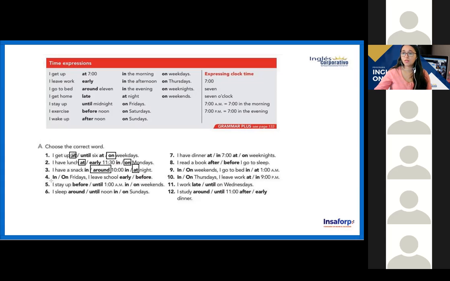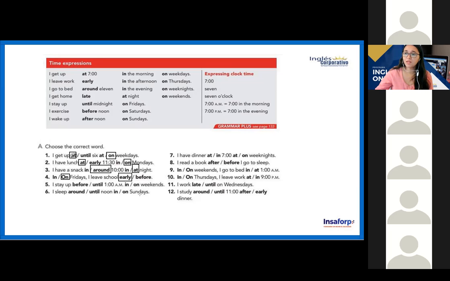So then we have four. Sería in on Fridays. What is the word? On Fridays. On Fridays, that's right. I leave school early or before? Early. Early, yeah, that's right. Then we have I stay up before or until. What is the expression that we have to use?